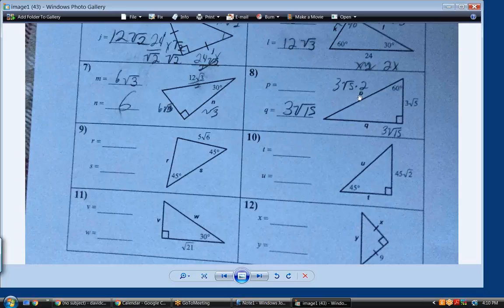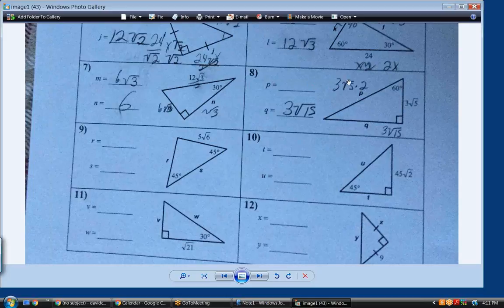And q is this similarity ratio. 3 root 5 times root 3, which is 3 root 15. So you're good there. Only thing you need to fill in is this one. That's 6 root 5.